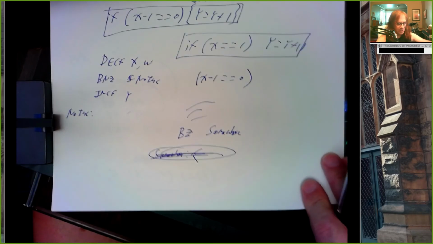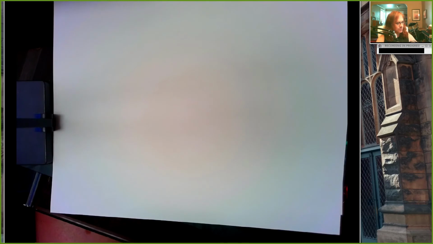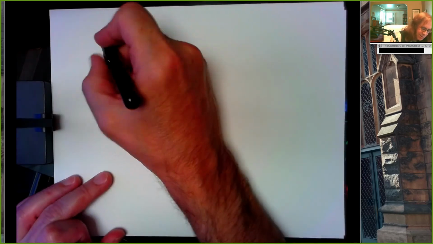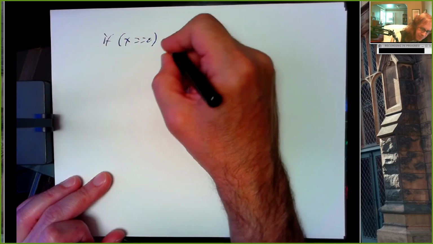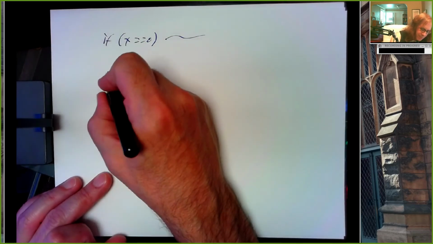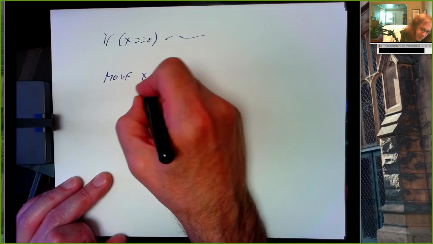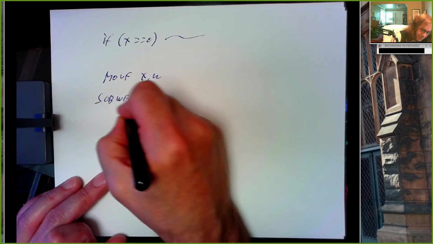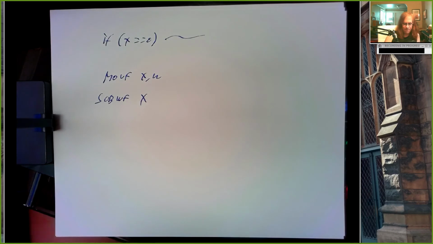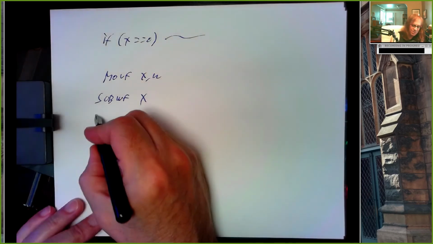Alright, another thing I saw sometimes: if x equals 0, do something. So move x into W and then subtract WF x and then branch if 0.